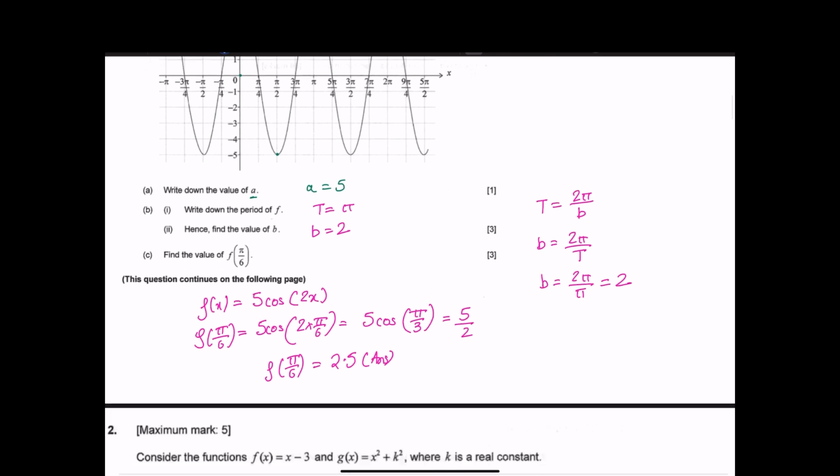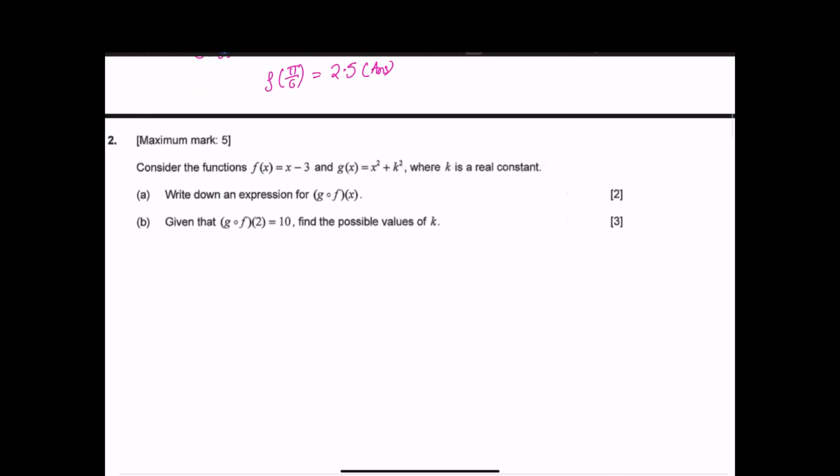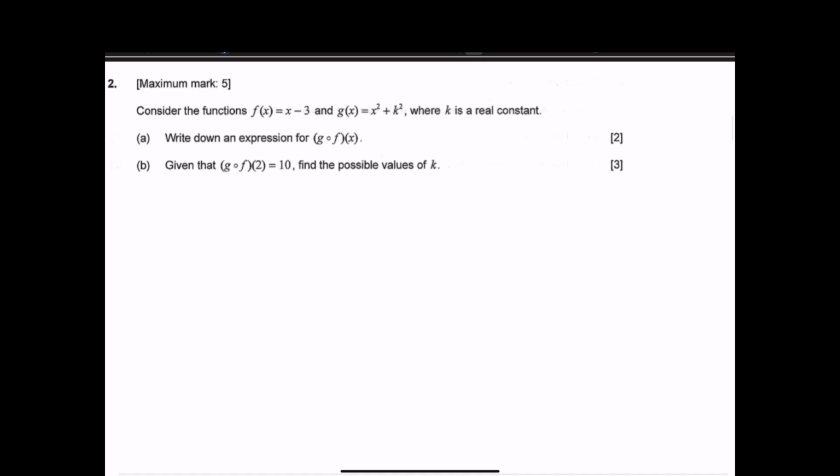Part C. So moving on to the next question, we have two functions f of x and g of x. We need to find the expression for f of g of x. Sorry, not g of f of x. So this will be g of f of x, right? First plug in f of x inside, so g of x minus 3. And what happens is g is x squared plus k squared. We have to replace x with x minus 3.